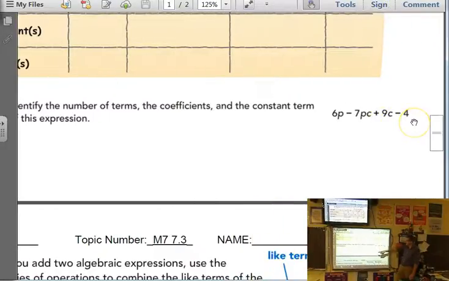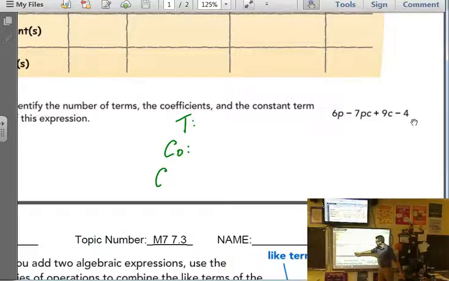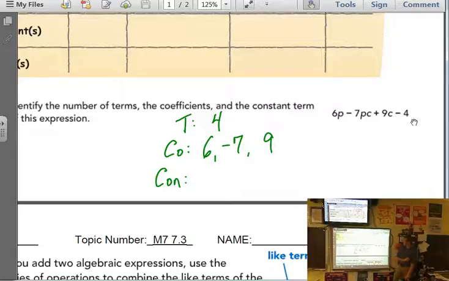So here, a little bit more messy than what we've been dealing with. How many terms, what are the coefficients, and then what are the constants? So Hayden, how many terms? 4 terms here. We've got the 6p, then the negative 7pc, then the 9c, then the negative 4. My coefficient values, Justin? 6, negative 7. Yeah, negative 7 and 9. Very good. And my constant value? Abby? 4. Close. Negative 4.